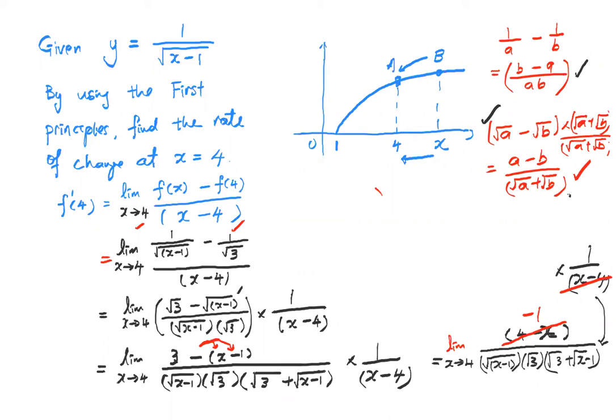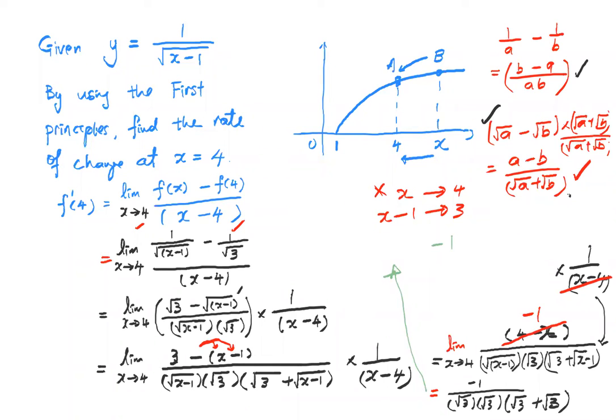so I will write here, x approaches 4. X minus 1 approaches 3. Am I right? So therefore, I approach already, so I will not write the limit. It will be negative 1 divided by square root 3, square root 3, square root 3, plus another square root 3. Right? Okay, so when you simplify, what do you get? You get negative 1 divided by.